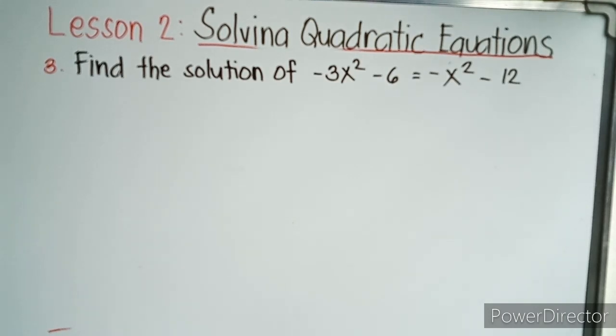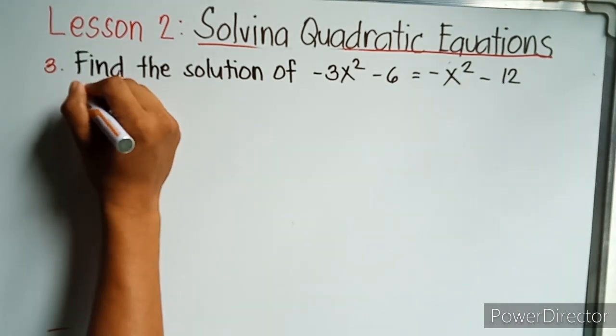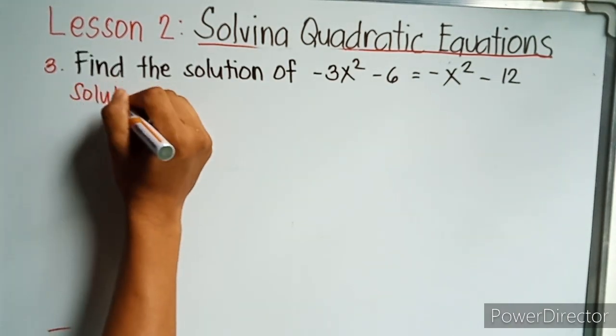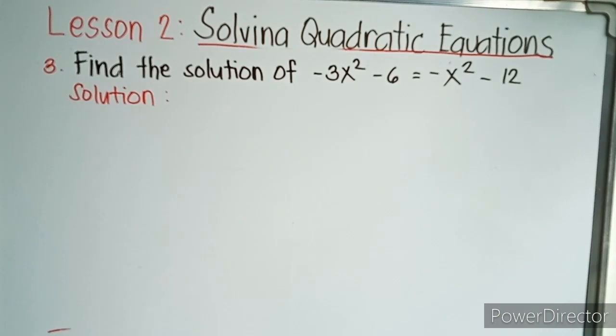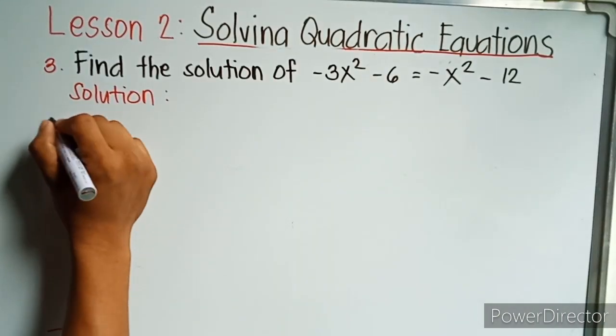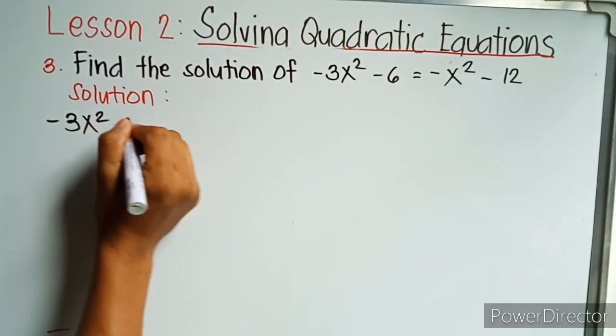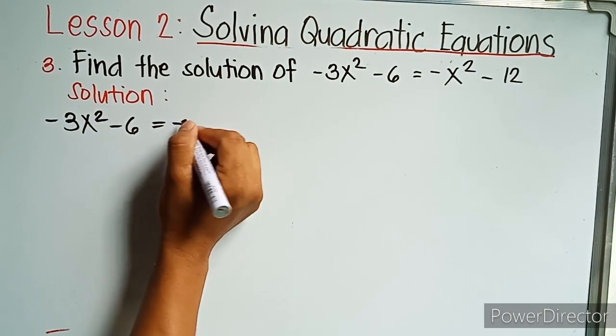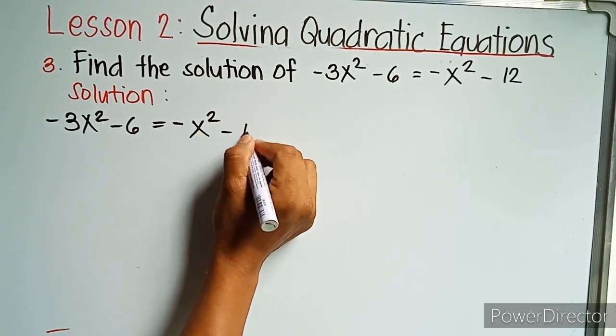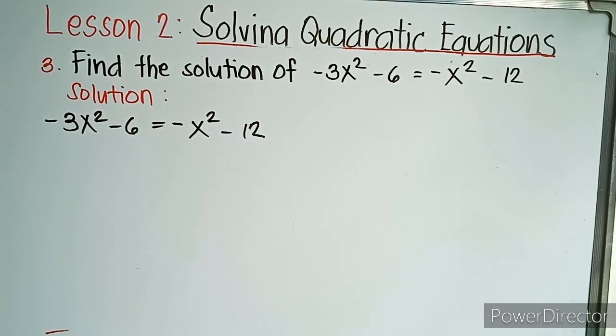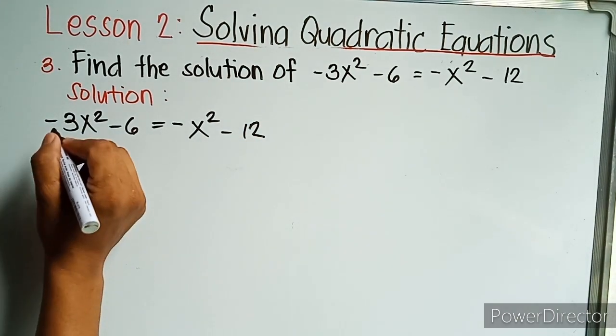Example number 3, solving quadratic equations by extracting square root. Find the solution of negative 3x squared minus 6 equals negative x squared minus 12. So, for our solution, we have negative 3x squared minus 6 equals negative x squared minus 12. Ilan ang ating quadratic term? So, we have 2. Dalawa.